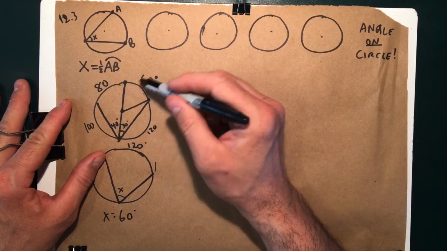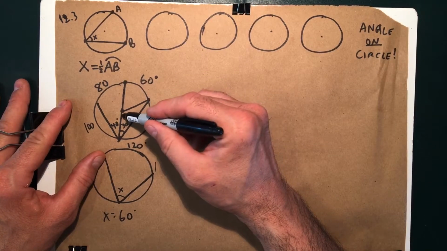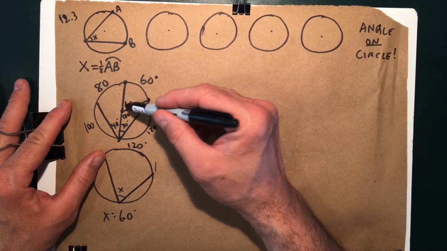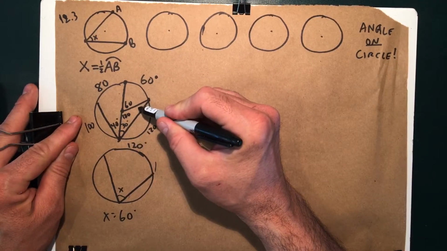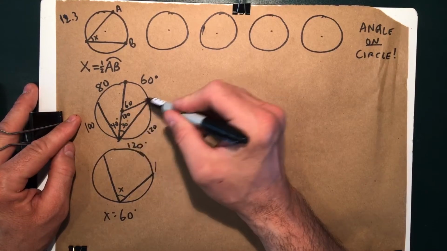And that's 120. And you're like, wouldn't that be 120 in here as well? Of course it would be. Wouldn't that be 60? And it all makes sense. Everything matches. And what if I asked you to find that angle right there? Well, you know that angle right there is 30, because that's an isosceles triangle.